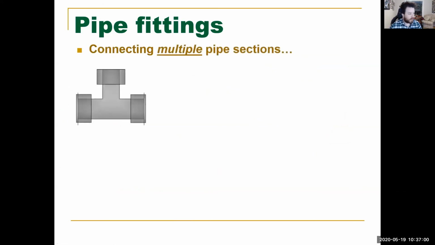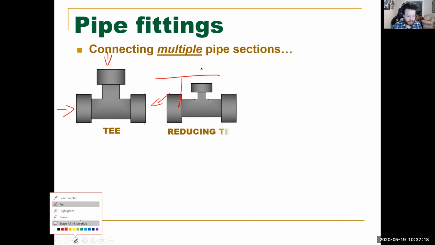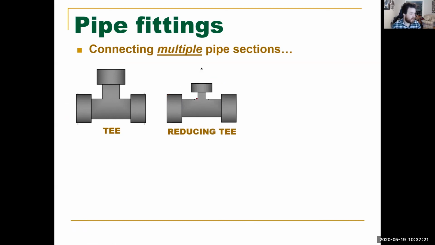So if you want to connect multiple pipe sections, there are different ways we can do that. We have a T, because it looks like a T. So you can have pipes that go into all three of these sections. This is a reducing T. So it's almost like you have flow going through it, and then you have a smaller piece of pipe that's coming off of it. So if you have a 1-inch pipe here and you need to go down to 1/2 inch there, all right.